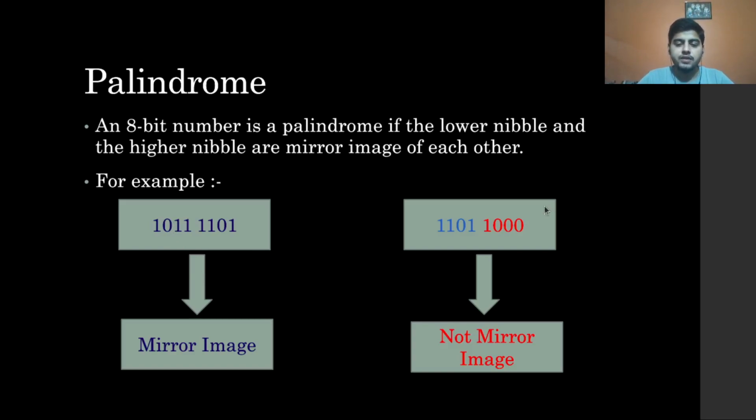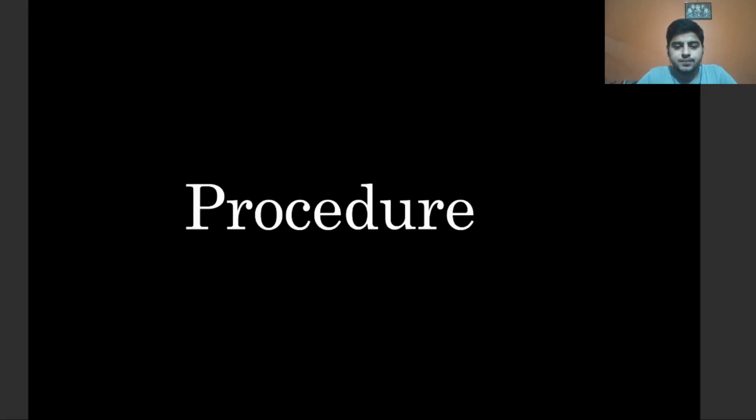That's why we call it a palindrome. On the other hand, if we see this example, we can clearly see that this lower nibble is not the mirror image of this higher nibble, so it means it is not a palindrome. So this is exactly what we have to do if we want to check whether the number is a palindrome or not. We have to separate the number into two nibbles and arrange them in such a way that we can easily compare them.